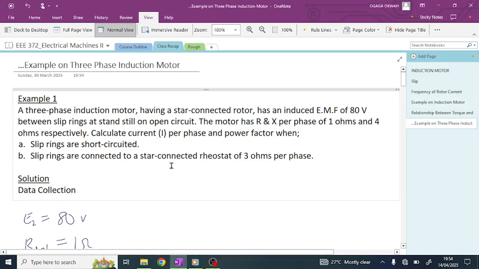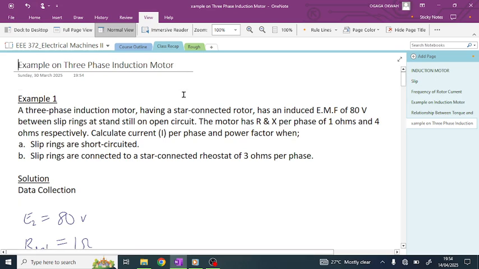We are going to be talking about these 3 examples. But we'll just start with one. We'll do one in this video, another in the next video, and another in the next video, and that will be all for this playlist for now. So, examples on 3-phase induction motor. We'll start with just the first example.